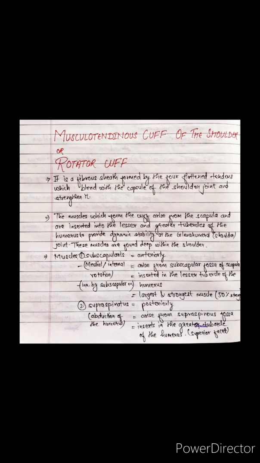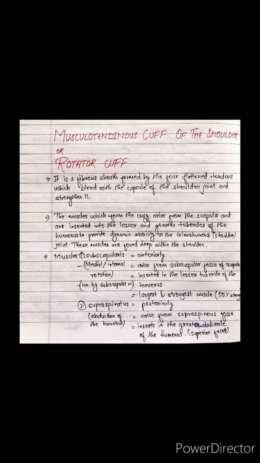The muscles are: first, subscapularis, which lies anteriorly, arises from the subscapular fossa of the scapula and is inserted in the lesser tubercle of the humerus. It is the largest and strongest muscle, having 50% of the strength of the rotator cuff. The subscapularis helps in medial or internal rotation and is innervated by the subscapular nerve.